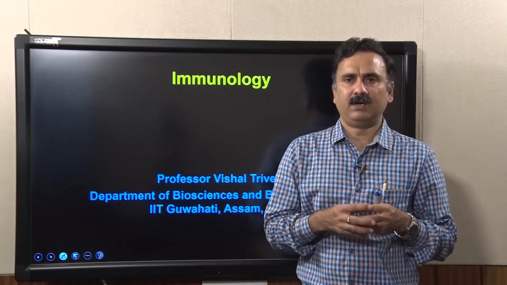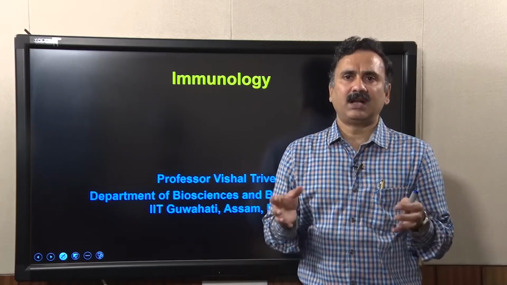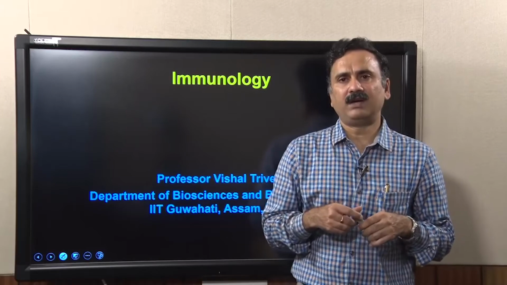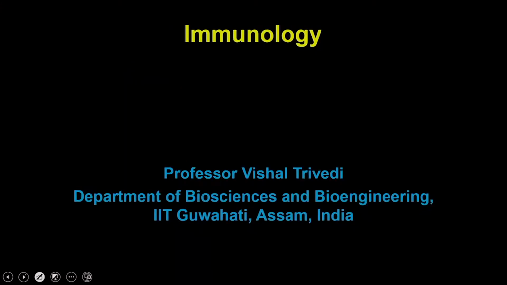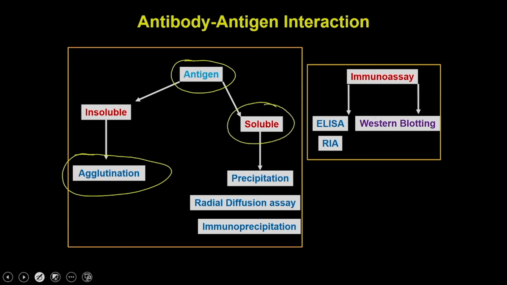In this module we were discussing the different types of immunological tools which are mainly based on the interaction between the antigen and the antibodies. What we have discussed so far is as follows. If the antigen is insoluble in nature, then you can perform the agglutination reactions. If the antigen is soluble in nature, then you can perform the precipitation reactions or the radial immunodiffusion, and in the previous lecture we also discussed the immunoprecipitations.